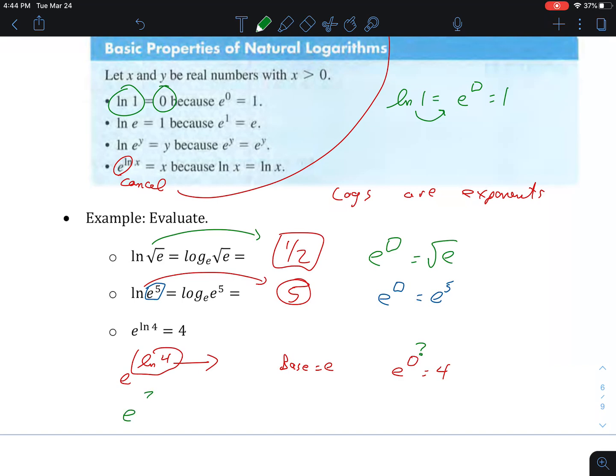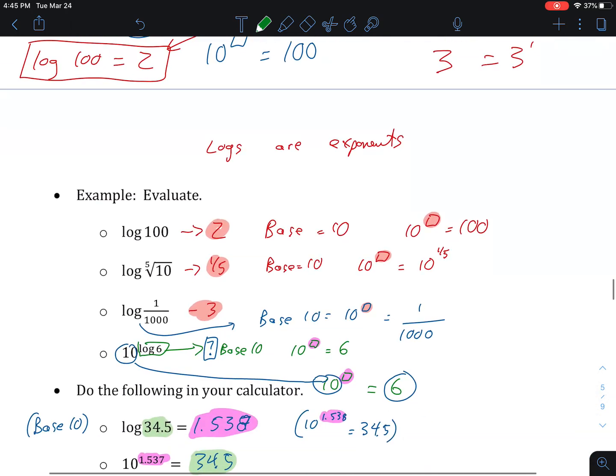e raised to question mark is going to give me 4. So e raised to, and my result is 4... e raised to ln of 4. ln of 4 means base e. e raised to this something is going to give me a 4. I don't know what it is, so I'm going to call it question mark. But that's my answer, because logs are exponents. I take e, I raise it back to that, I'm going to get out 4. As long as this base and this number match, then they'll cancel.